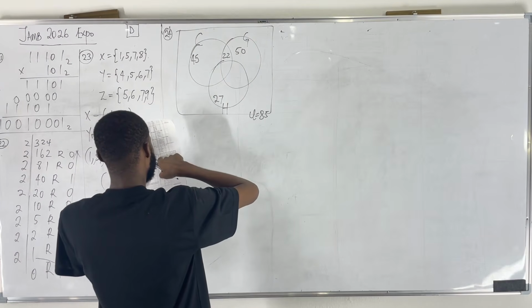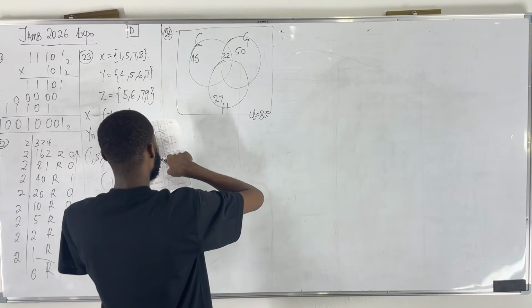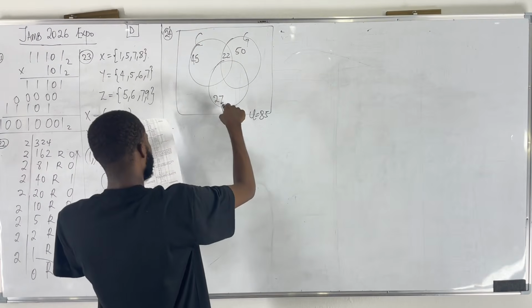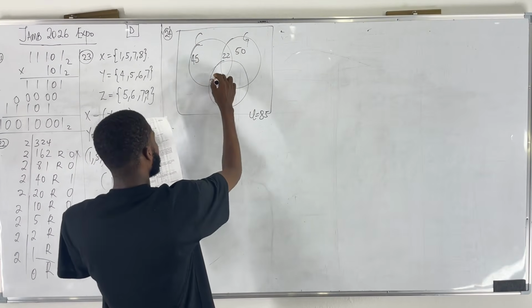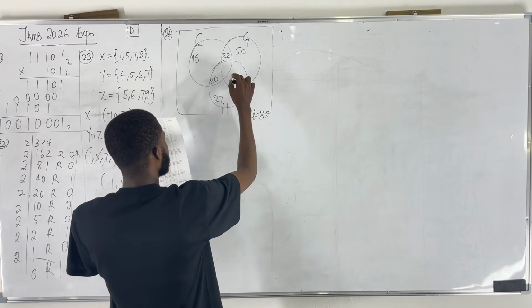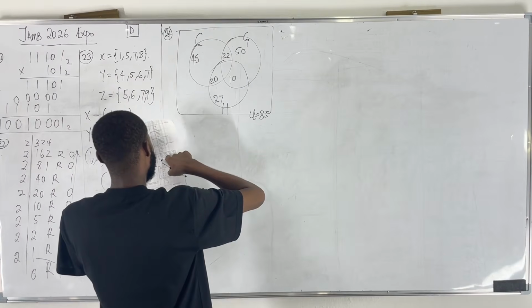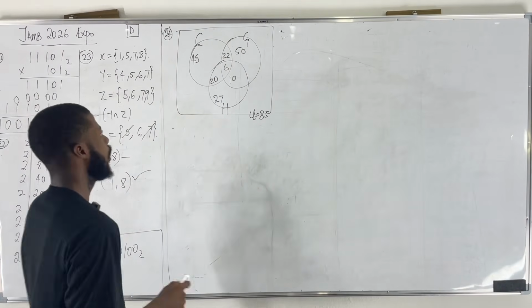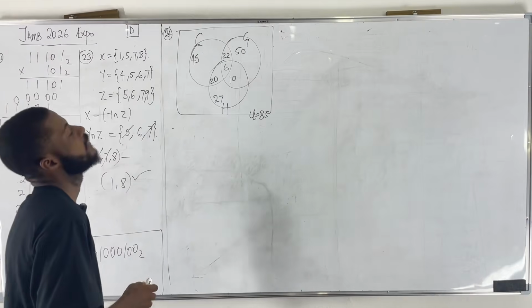Then 20 play both cricket and hockey, so C and H is 20. Then, hold on, 10 play both these two, so this will be 10. And then 6 play the 3. All right, this is a lot.